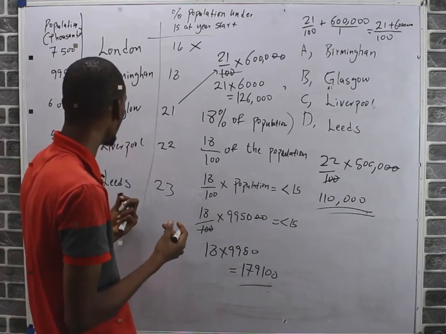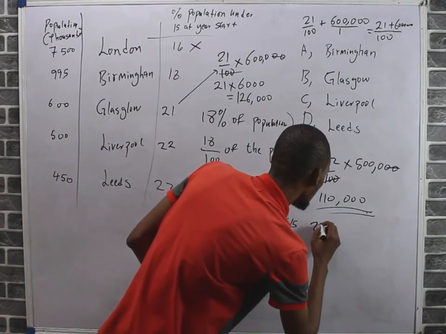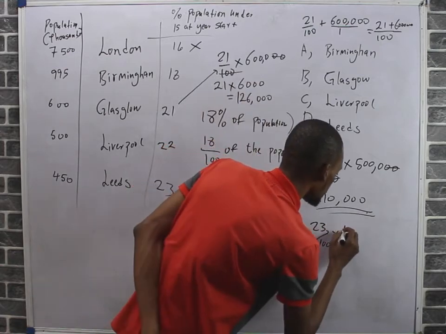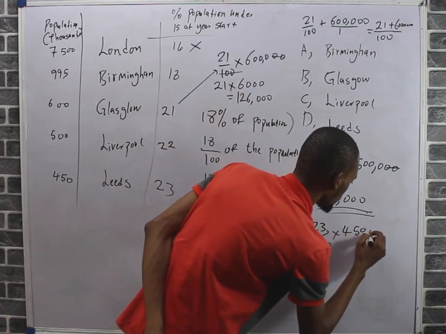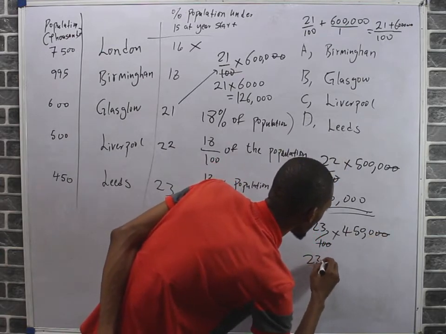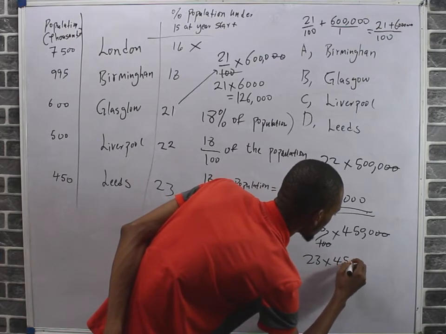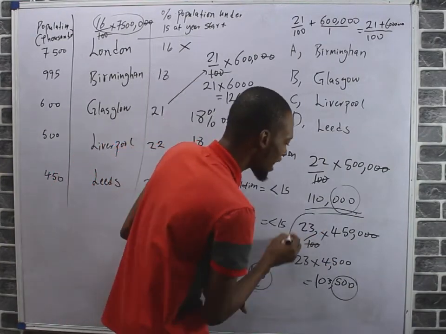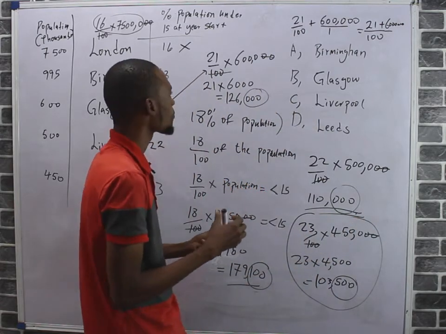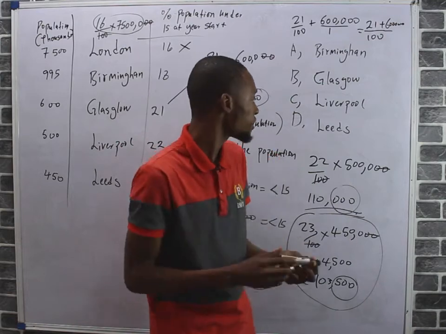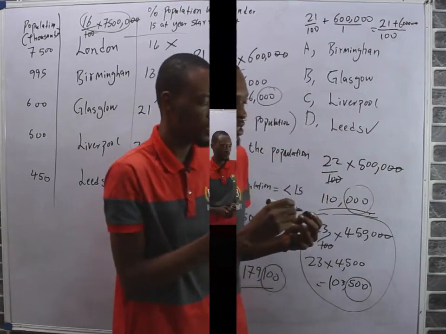Similarly, for Leeds, 23% of 450,000. So 2 zeros cancel 2 zeros. We are left with 23 times 4,500. Looking at all the values, Leeds has the lowest population under 15 years of age. So option D is the correct option.